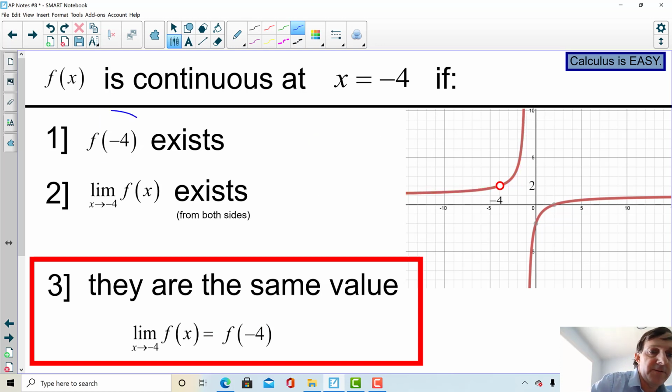Here's another example where the first one fails. If the first one fails, you can just go ahead and stop. Does f of negative 4 exist? No. There is no point when x is negative 4. So we're done. We move on.